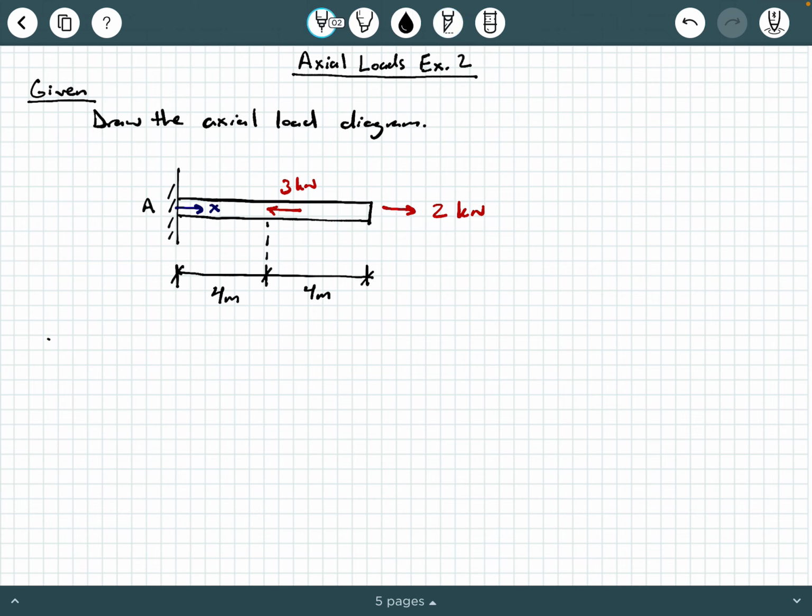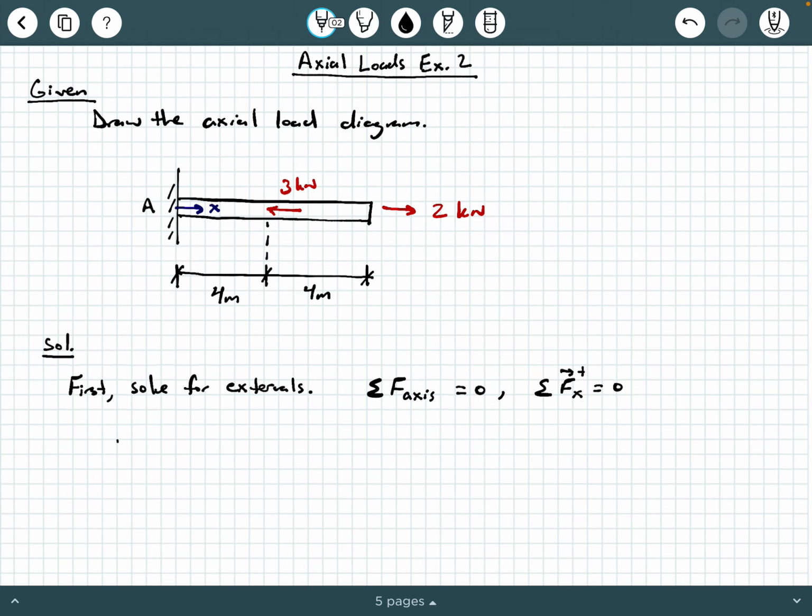So let's write solution here. The first thing we're going to do anytime we want to draw an axial load diagram, I'm going to say first, solve for externals, okay? Now, remember, for an axially loaded system, our applicable equilibrium equation is sum of the forces along the longitudinal axis equals 0. In this case, we're going to say sum of the forces in the x direction equals 0.